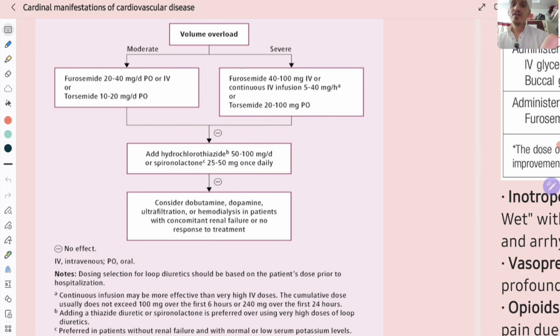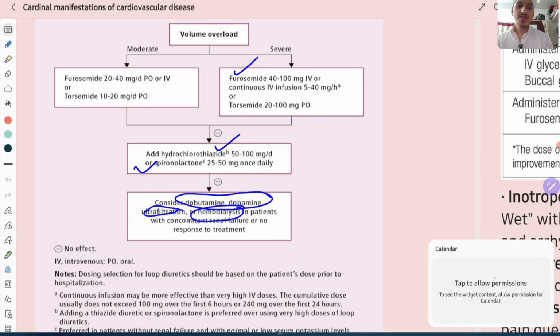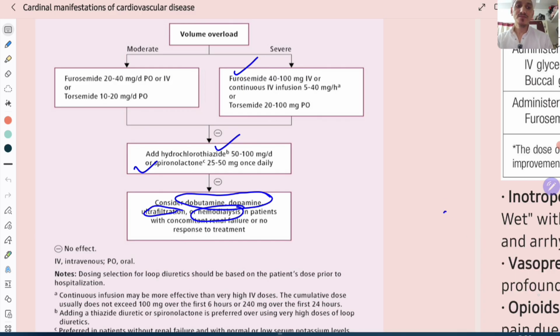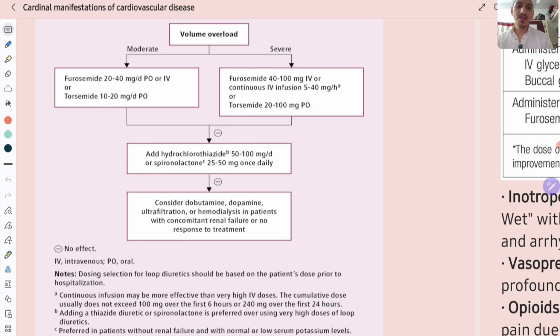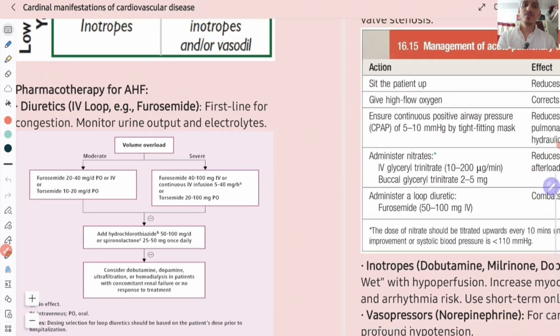So first of all, furosemide or torsemide. Second, addition of a thiazide diuretic and or spironolactone. Third, ultrafiltration, and again these drugs, dopamine, ultrafiltration, and hemodialysis. So that's how you give the patient diuretics. That is the procedure. This is from the McMaster textbook of medicine.